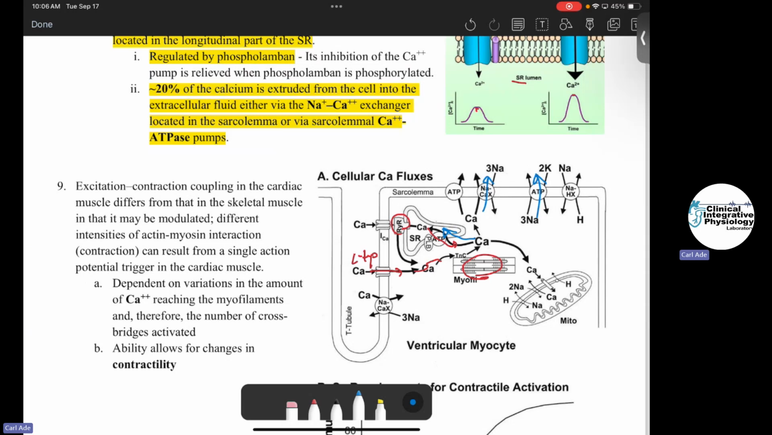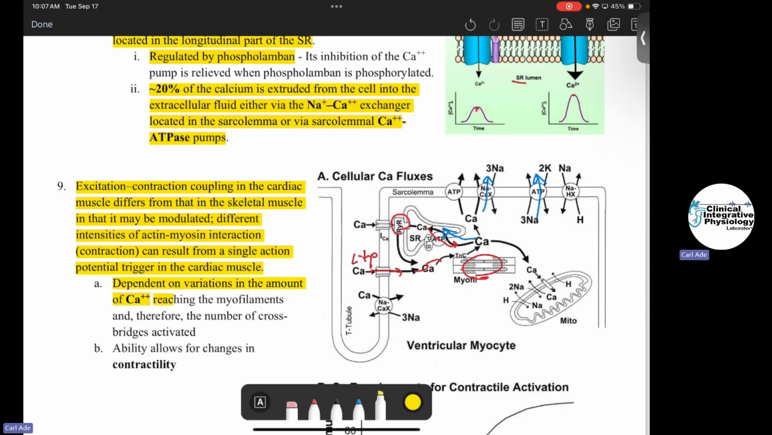Where we see important differences in cardiac versus skeletal muscle is that we can modulate the amount of calcium being released, and therefore regulate the amount of cross bridge and the force of contraction. So we get different intensities of actin-myosin interactions, different strength of contraction, from a single action potential. So how much calcium gets released into the intracellular space dictates how much force of contraction we get.